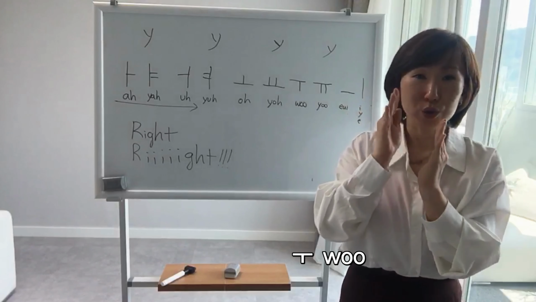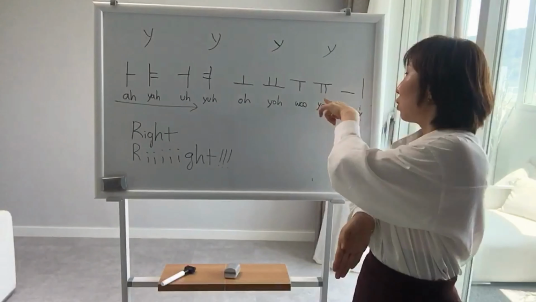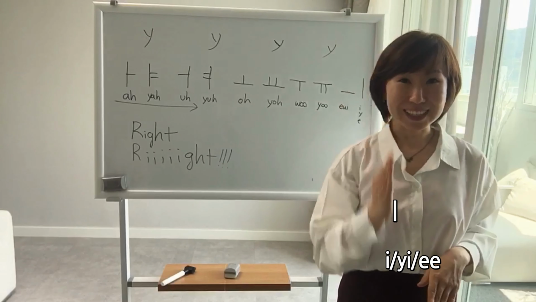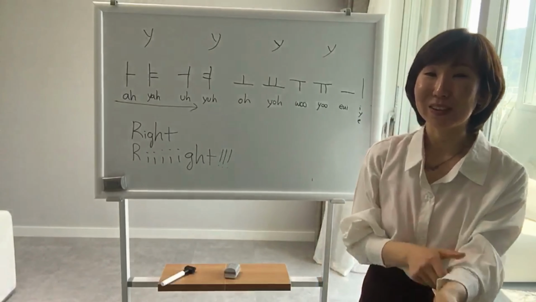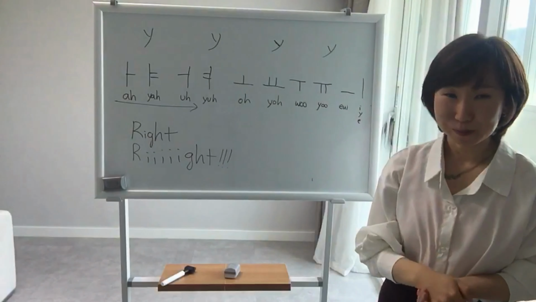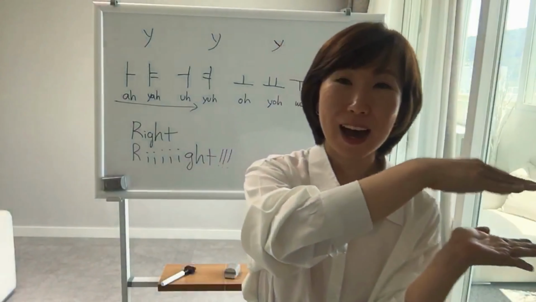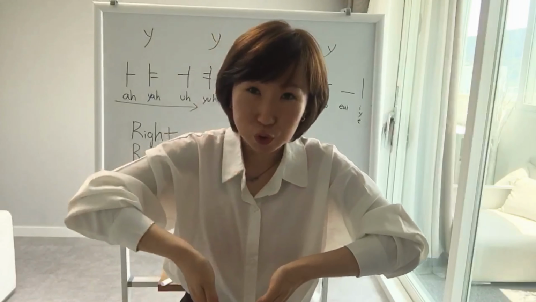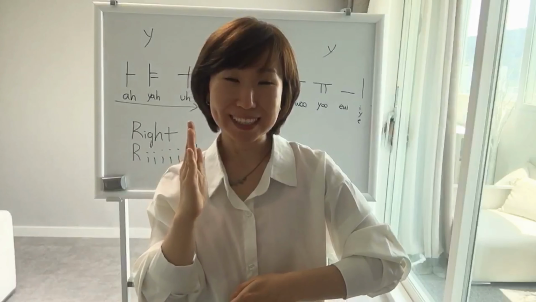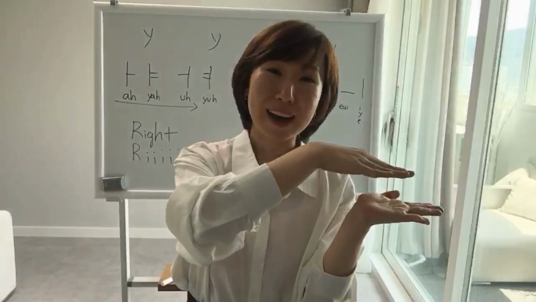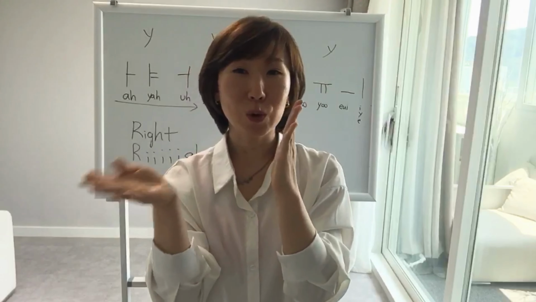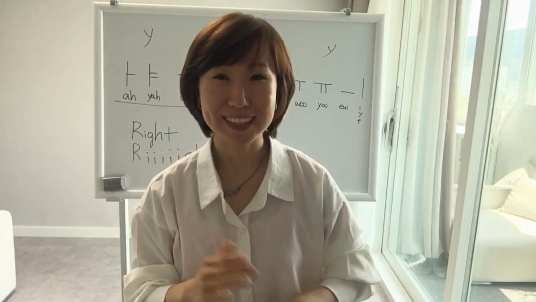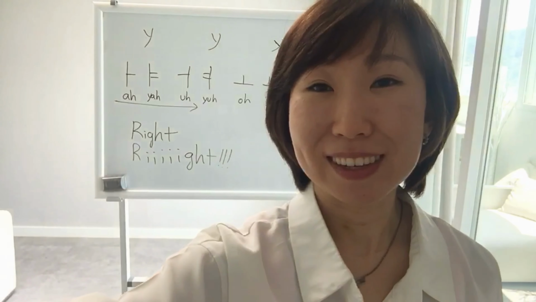Let's go down. U, put Y, yu, and then I. Okay? Alright, so let's try going a little bit faster. A, ya, o, yo, u, yu, eu, i. One more time. A, ya, o, yo, u, yu, eu, i. Okay. Great. You got it.